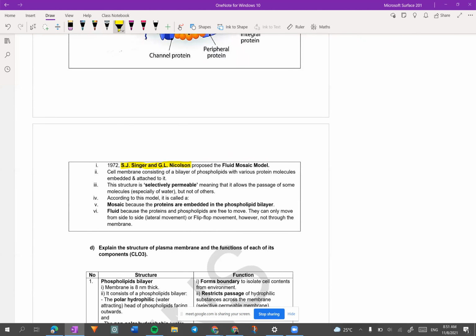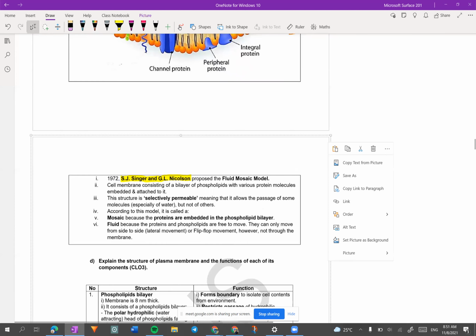Ada juga sebelum ni pernah salah. Nicholson tu ditambah, Nicholson macam tu. So kena jadi betul-betul lah. And then the model yang dia sebutkan adalah fluid mosaic model.